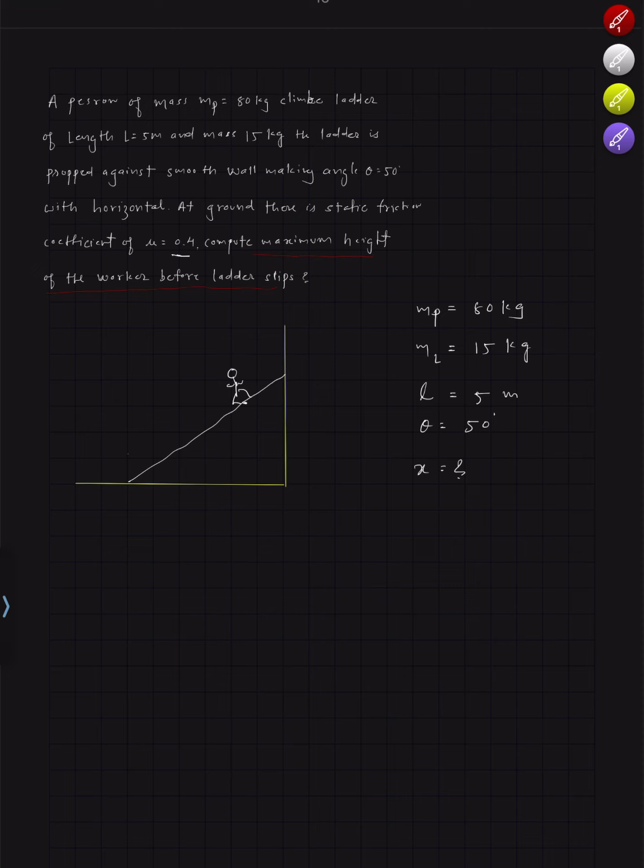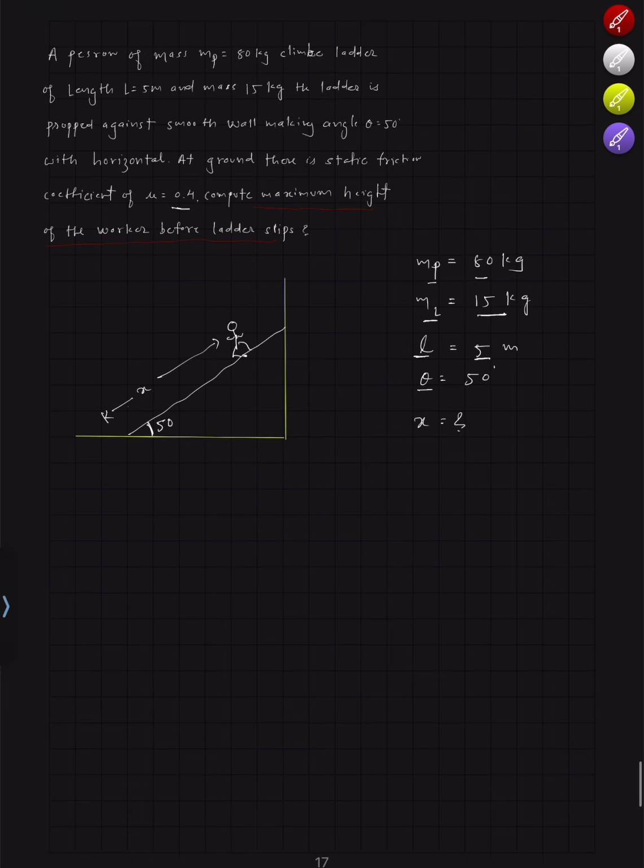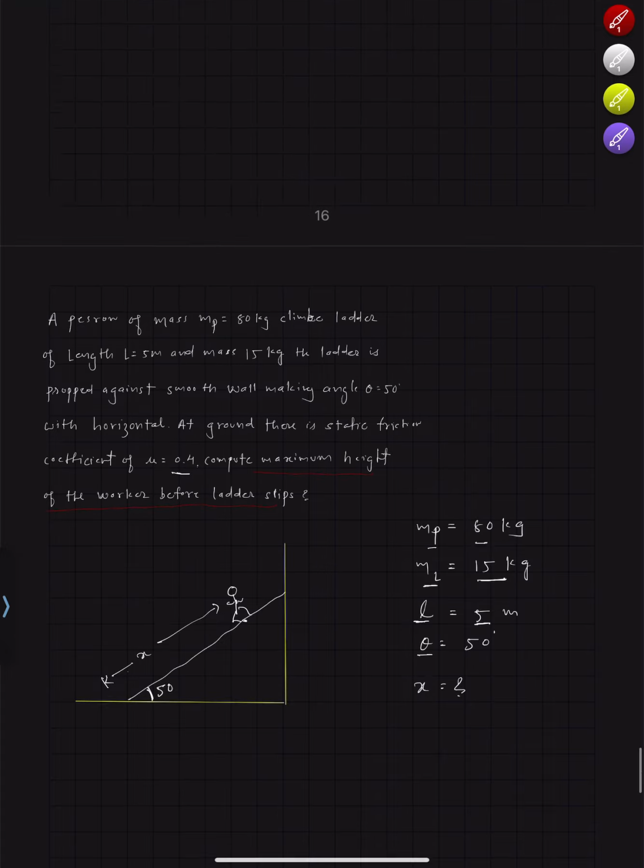Okay, so in the problem the mass of the person is given, which is 80 kg, the mass of the ladder is 15 kg, the length of the ladder is 5 meter, and theta, the angle made by the ladder with the horizontal ground, is 50 degrees. We have to find what height the person can reach before the ladder slips. So let's assume the person will reach a maximum height x. Above the x height the ladder will slip.